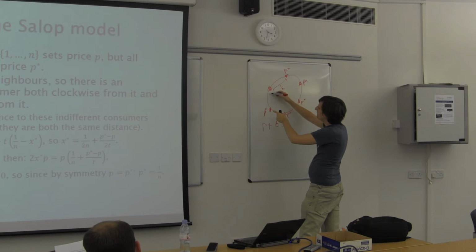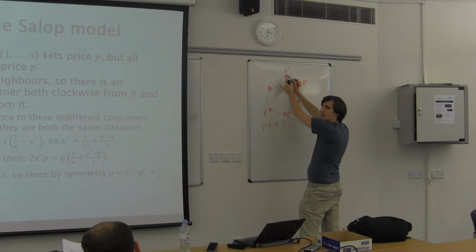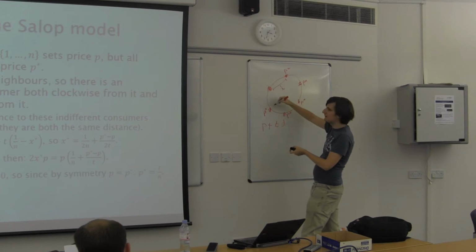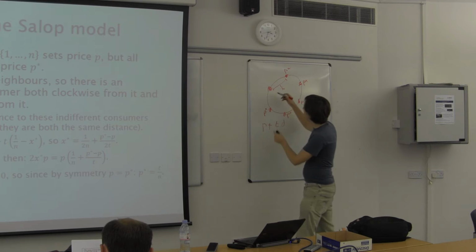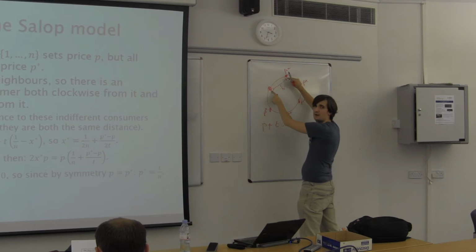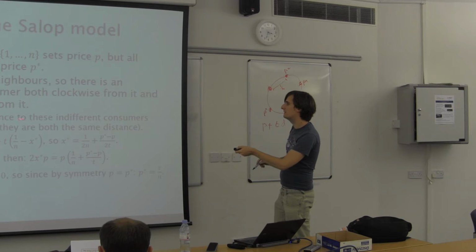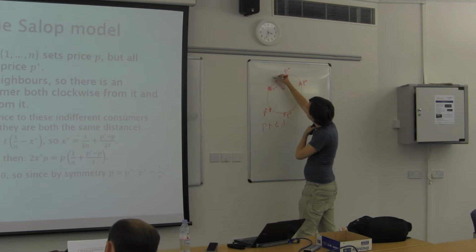So consumers that are really close to this firm are probably going to buy from that one. Consumers that are really close to this firm are probably going to buy from that one, because these consumers are lazy, they don't want to walk too far. Somewhere along these lines, there's going to be an indifferent consumer. There's going to be a consumer who's just indifferent between buying from this firm and buying from that firm. And there's going to be a consumer who's just indifferent between buying from this firm and buying from that firm. So what we do is we define X star to be the distance to the indifferent consumer. So maybe the indifferent consumer is here.